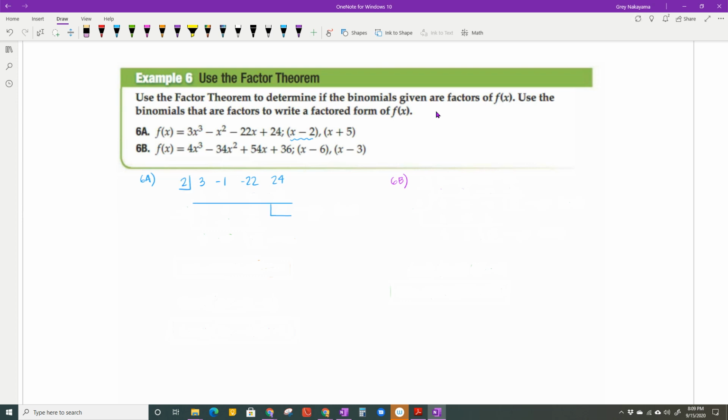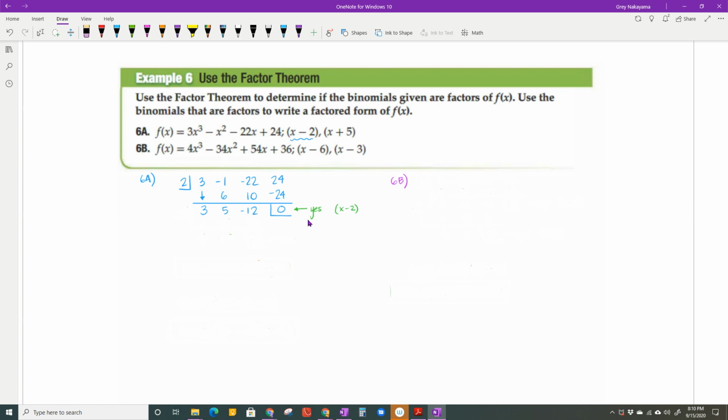Set it up. I'm very interested in what's in this box. If it is a 0, the answer is yes, it is a factor. If it is not a 0, the answer is no. So start off by breaking down my 3. 2 times 3 is 6. -1 plus 6 is 5. 2 times 5 is 10. -22 plus 10 is -12. And 2 times -12 is -24. And add those and I get 0. So I say yes, we know that x minus 2 is a factor.